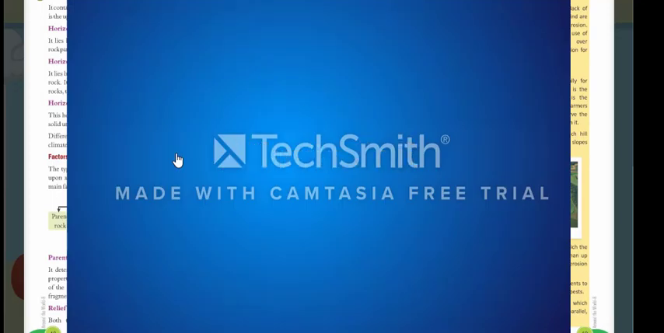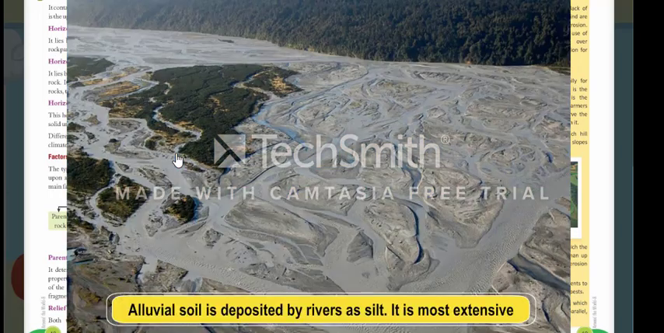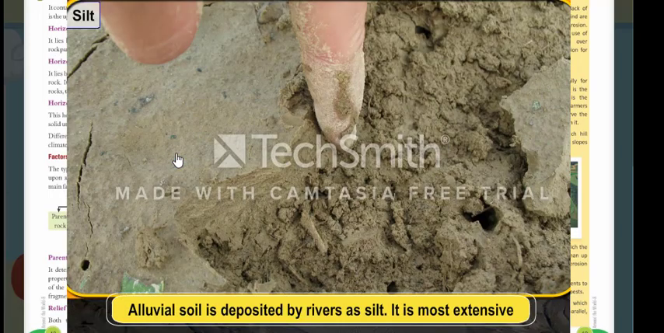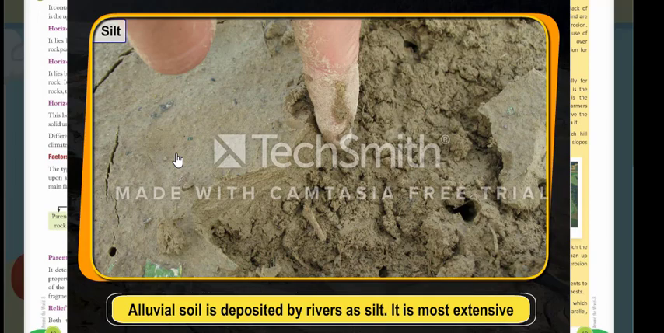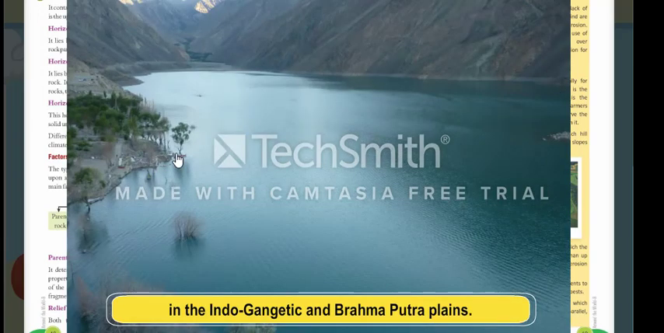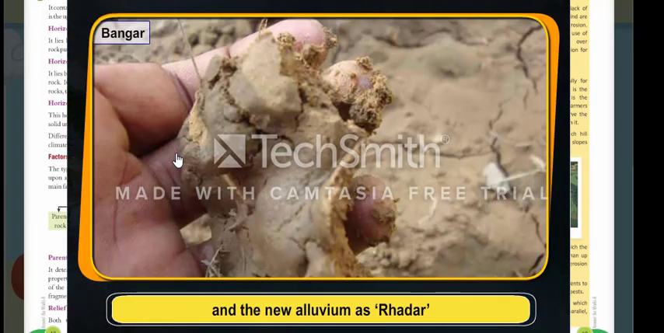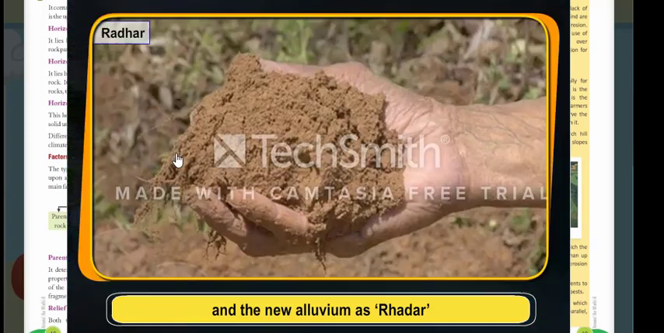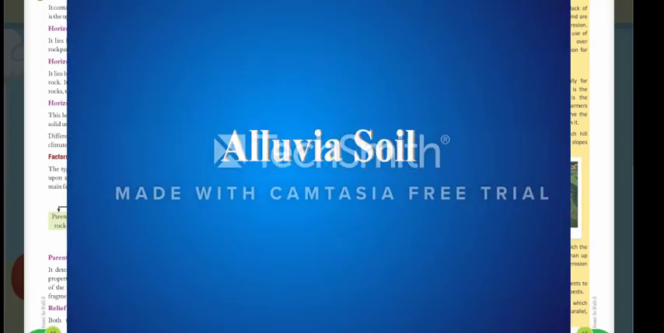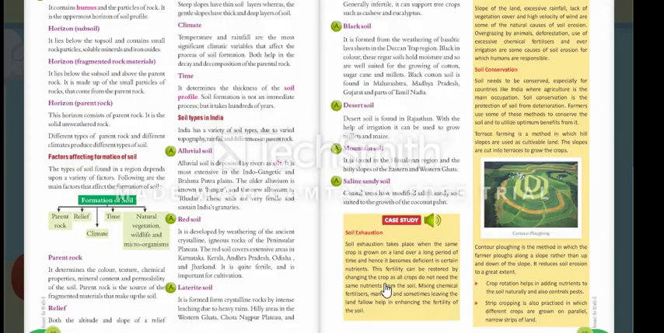Alluvial soil. Alluvial soil is deposited by rivers as silt. It is most extensive in the Indo-Gangetic and Brahmaputra plains. The older alluvium is known as Bangar and the new alluvium as Khadar.